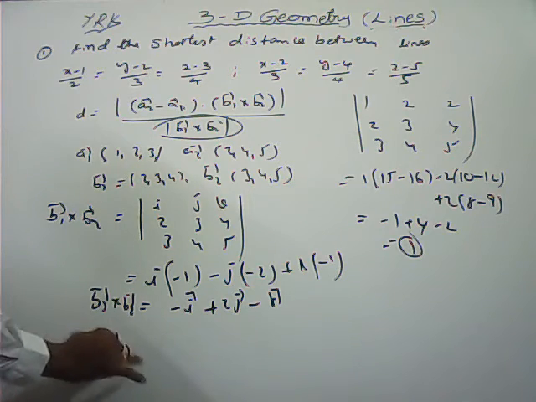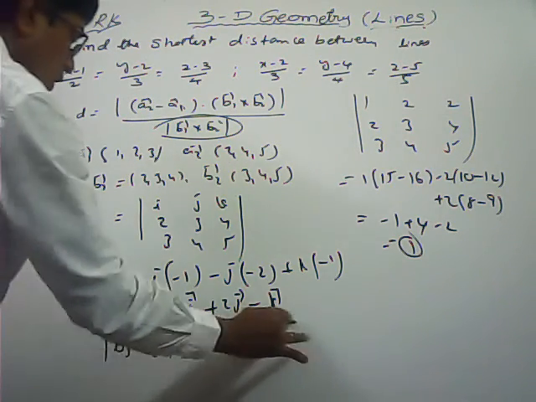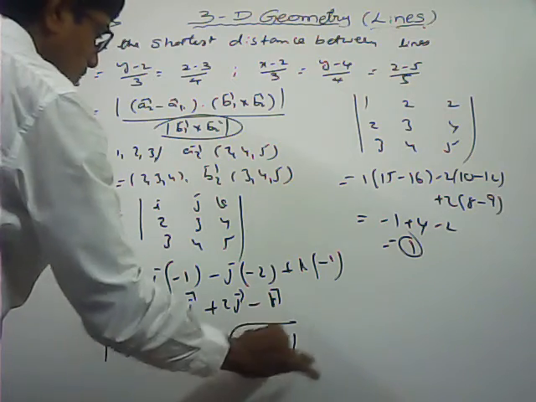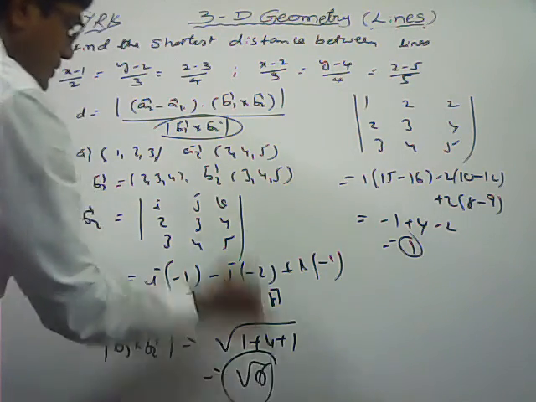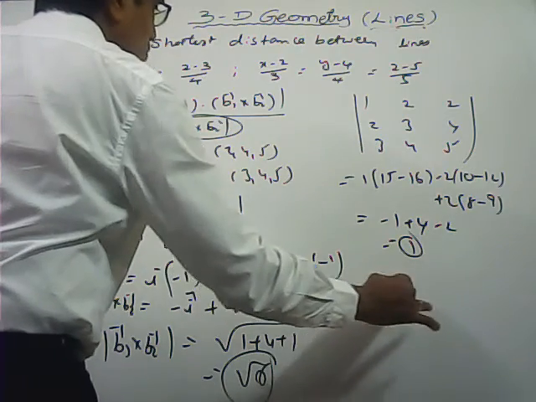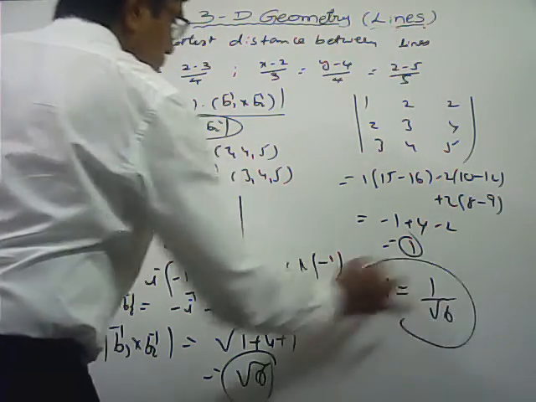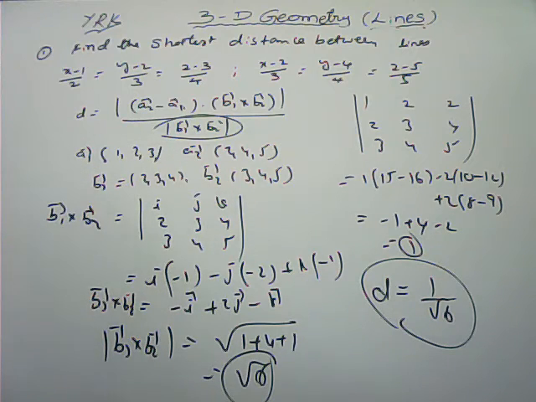What is the modulus of B1 bar cross B2 bar? That is equal to root of x square plus y square plus z square, that is equal to root 6. So what is the shortest distance between two skew lines? Numerator I got 1, denominator I got root 6 only. 1 by root 6, that is the shortest distance between the two skew lines.